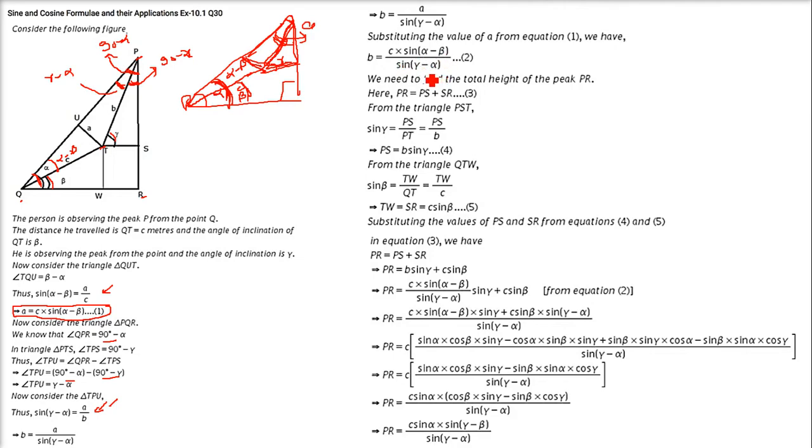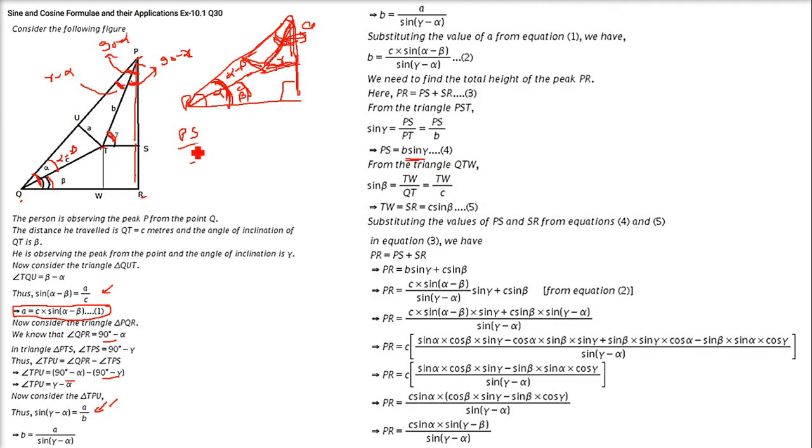Now coming to the total height of this PR. PR is nothing but PS plus SR, that is this one plus this one. Coming to the triangle PST, in this triangle sine gamma is perpendicular upon hypotenuse, that is PS by hypotenuse B. So PS by B is sine gamma, and PS is B sine gamma.